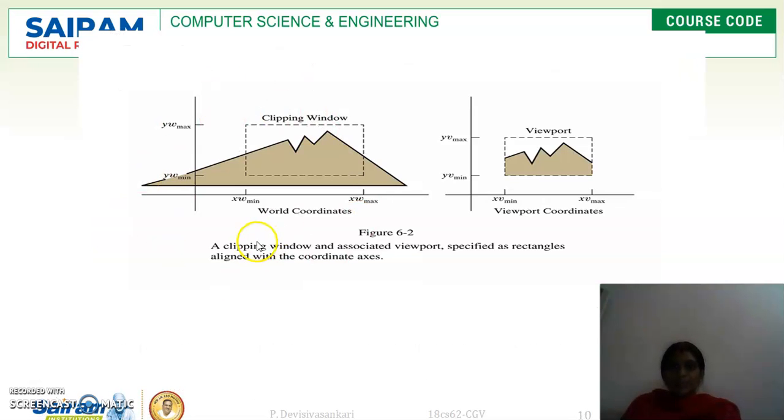Whenever we talk about the world coordinate, we have the clipping window with the minimum as well as the maximum value of x. In the same way we have the y minimum as well as the y maximum value. And how do we convert this clipping window into the viewport, right? That is our goal.